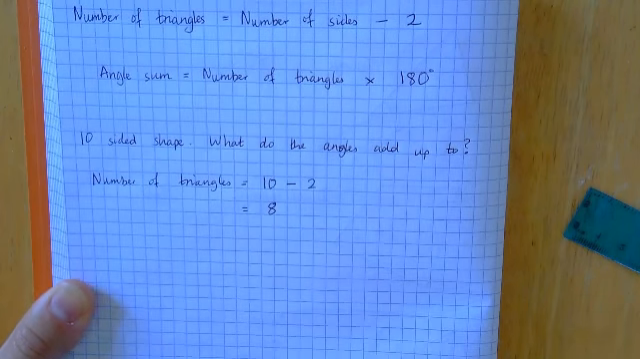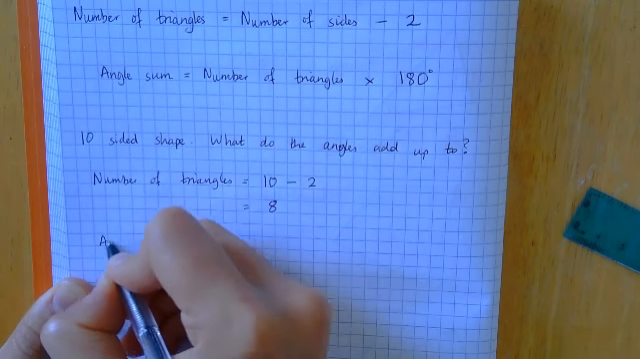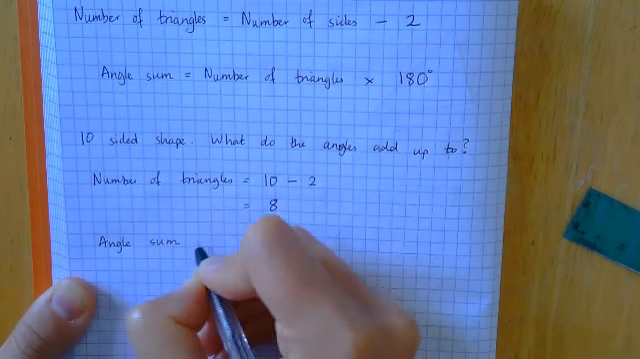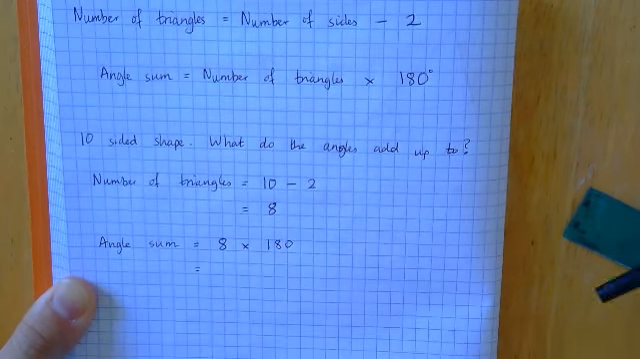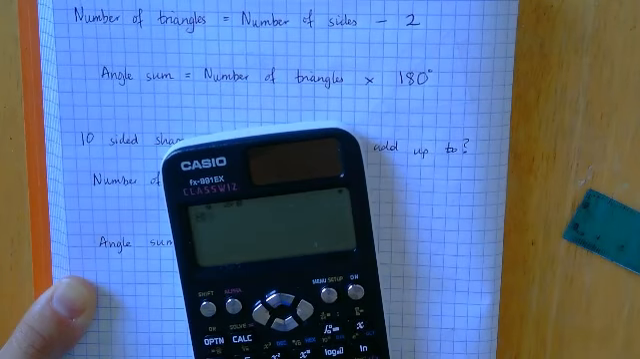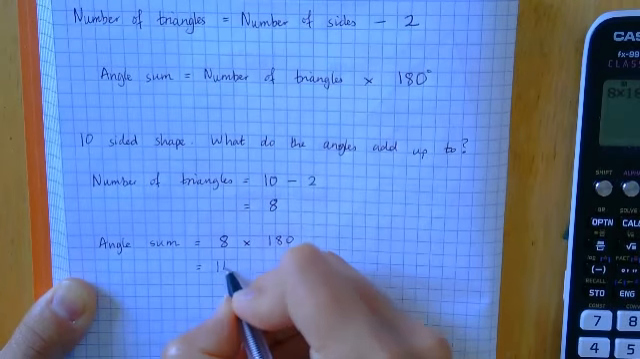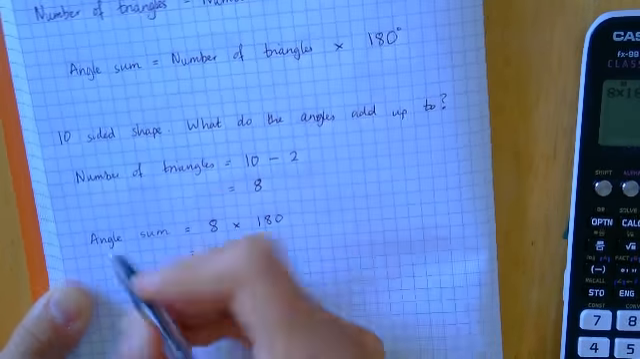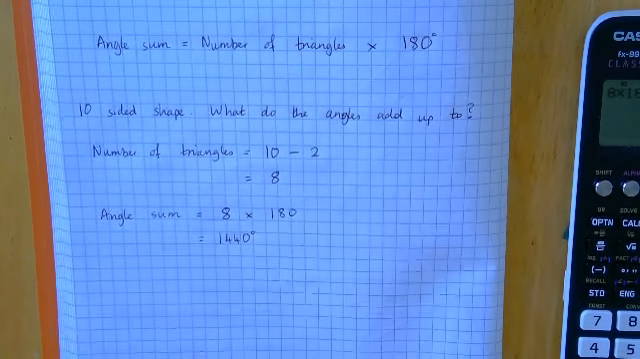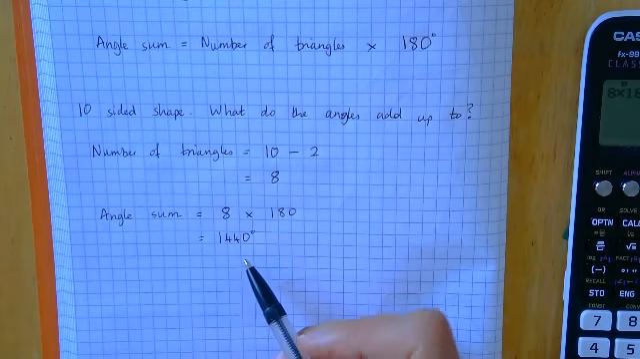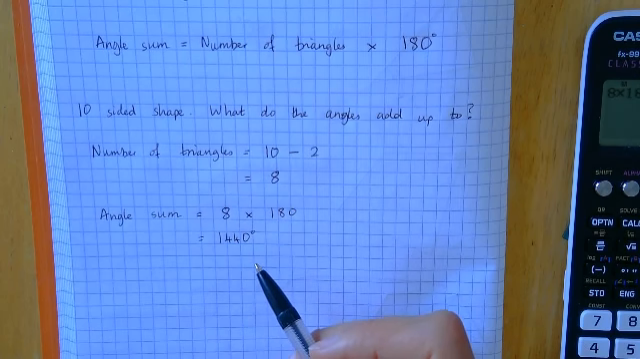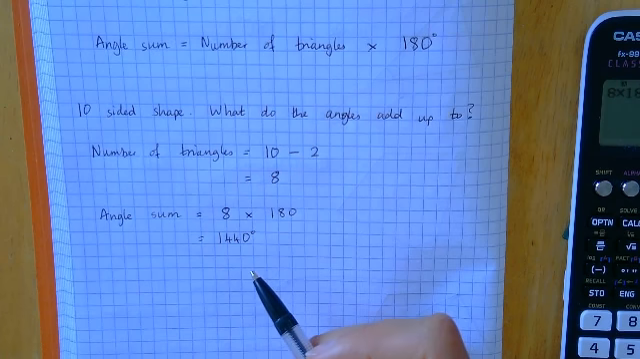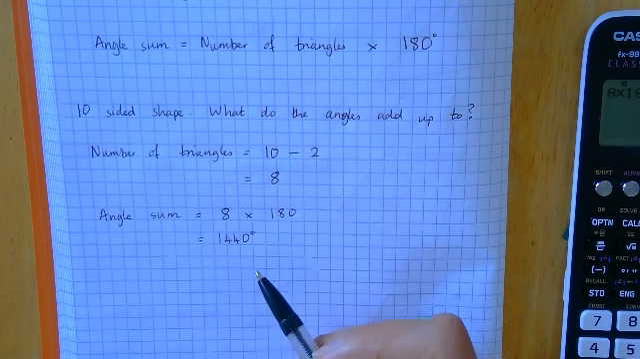Okay, so I could fit 8 triangles in this 10-sided shape, and then the total, what the angles add up to, I'll just call it the angle sum, is the number of triangles times 180. Now I'm not going to pretend to do that in my head very quickly. Let's do 8 times 180, 1,440 degrees. So, angles in a 10-sided shape add up to 1,440. Okay, so that's how you work out what the angles add up to.